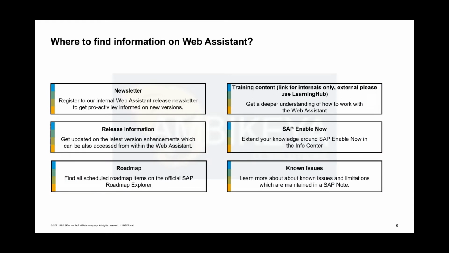Let's proceed. Information sources. First of all, you should be registered to the newsletter. The newsletter is accessible from a link to the internal info center, where you can subscribe to the Web Assistant release newsletter. The release newsletter comes bi-weekly up to once every four weeks, depending on the release, which is an agile release cycle, so it's not predictable when there will be a release. And this is the most valuable information around what's in the release and what's in the current canary.